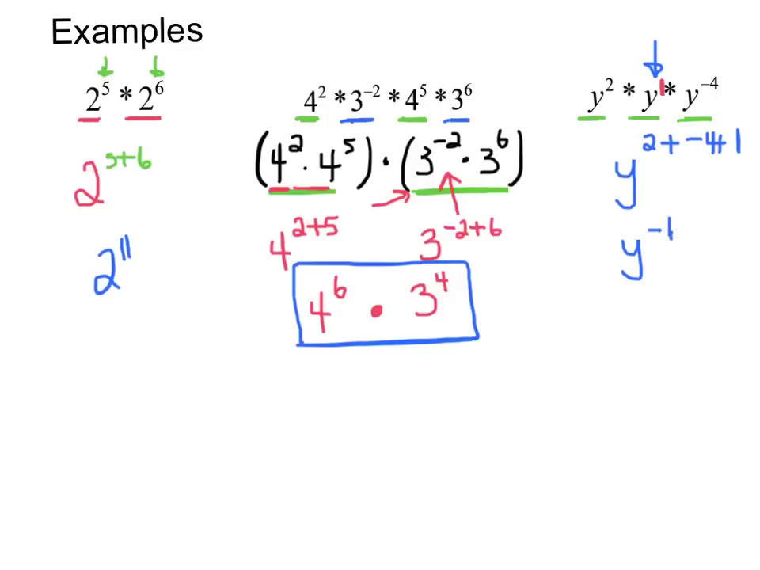Now remember, the rules of simplifying say that I can't have negative exponents, so then I can say that this is now 1 over y. Because remember, this negative 1 exponent really, in a way, means reciprocal.